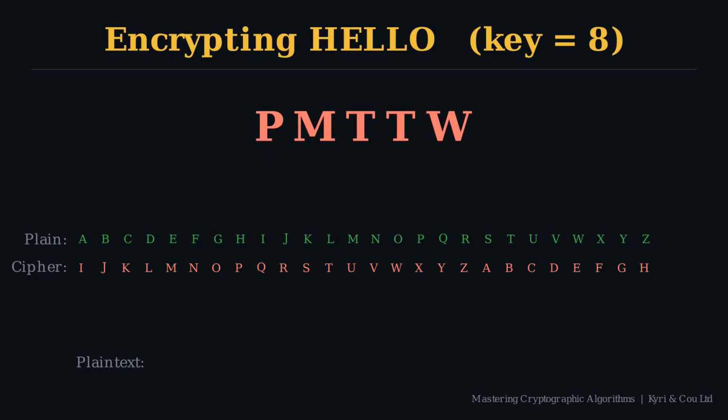Let us decrypt. We take PMTTW, look each letter up in the cipher row, and read the plain letter directly above it. P is below H, so P decrypts to H. M is below E, so M decrypts to E. T is below L. As before, T decrypts the same, so we get L. And W is below O. PMTTW decrypts back to HELLO. Same table, same key, just read in the opposite direction. And that is the Caesar cipher, an ancient and simple example of symmetric encryption.